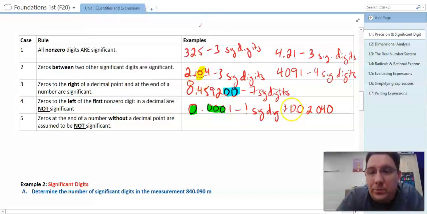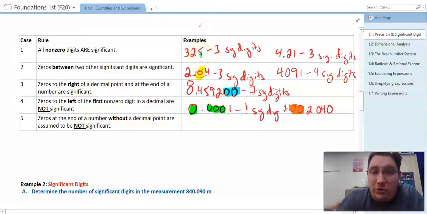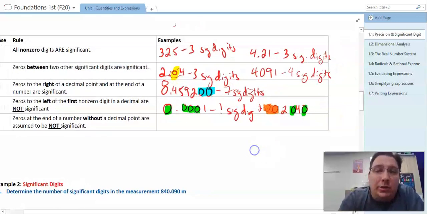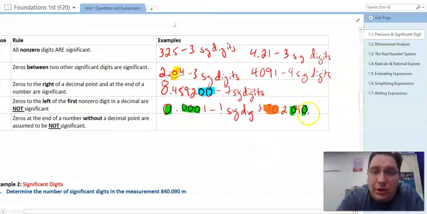And so when we look through here, these zeros are insignificant. They're not significant, right? The 0 between the 2 and the 4, of course, that goes back to rule 2, right? Zeros between two significant digits have to be significant. So that 0 is definitely significant, because it's between a 2 and a 4. And then we look at the 0 at the end. Well, that goes back to case 3, right? Zeros to the right of the decimal and at the end of the number are significant. So this 0 is significant. And so when we look at that case, how many significant digits does it have? We started the 2, 1, 2, 3, 4. This has 4 significant digits.